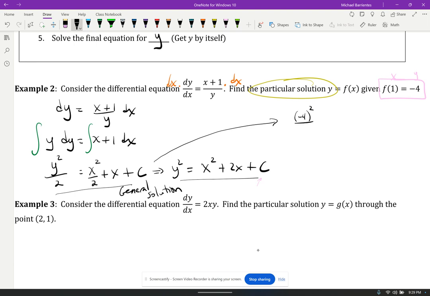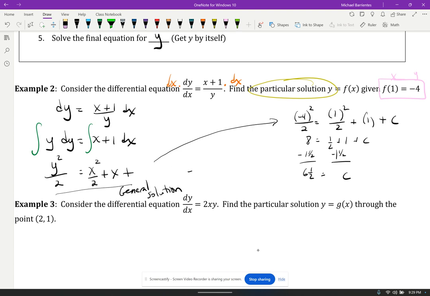So (-4)² over 2 equals x² over 2 plus x, which is 1, plus c. Now I'm going to use a little bit of algebra to solve for c. This is 16 divided by 2, that's 8. This is 1/2 plus 1 plus c. If you subtract the 1.5 this way and subtract 1.5 over here, you're going to be left with c. And whatever this is, which I believe is 6.5, is your c value.